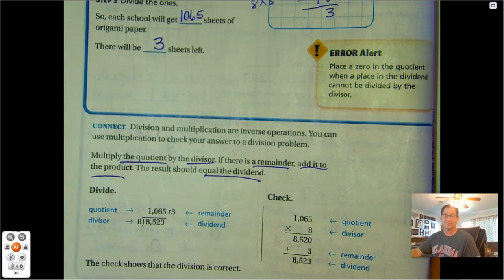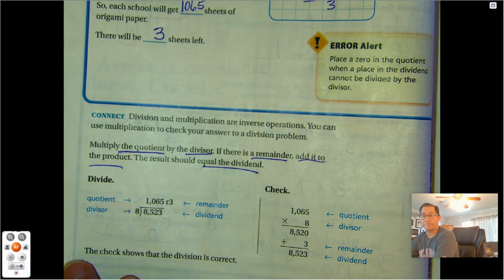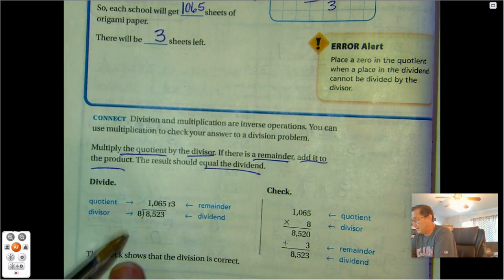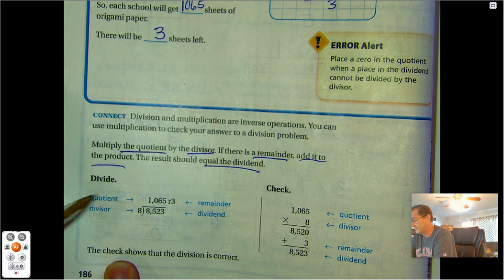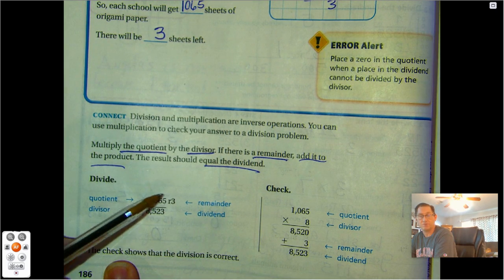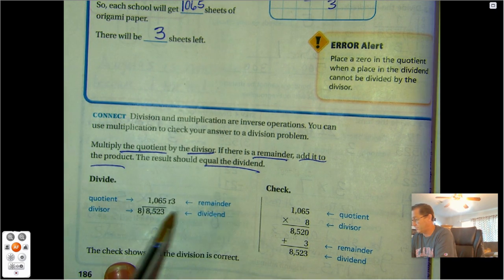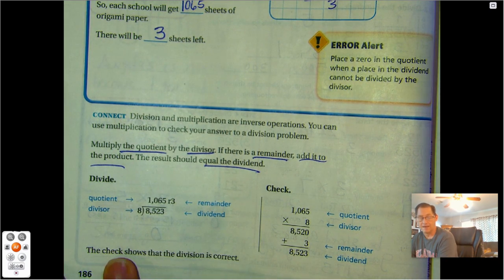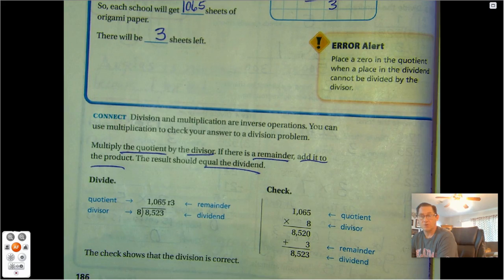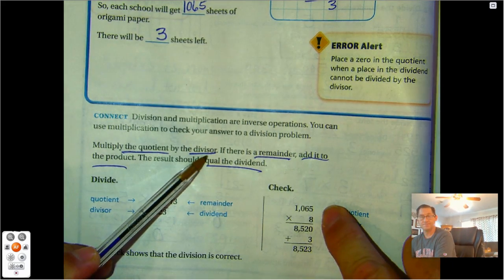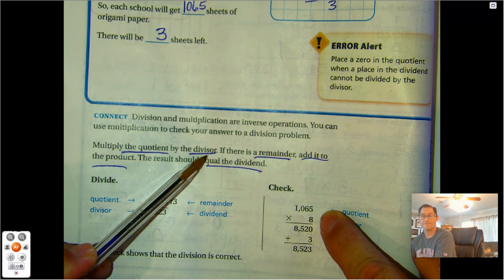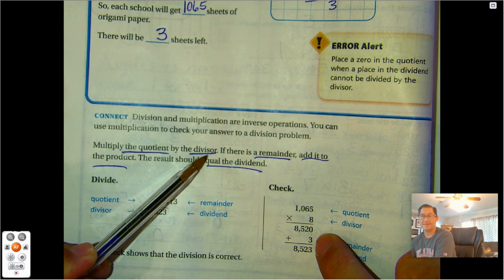So this is important that we know all of our parts of a problem, right? The 8 in here is the divisor. The quotient is 1,065 with a remainder of 3. And the dividend is inside, how many we're sharing. So if I take the quotient and multiply by the divisor, and then add anything remaining, I should get the dividend.